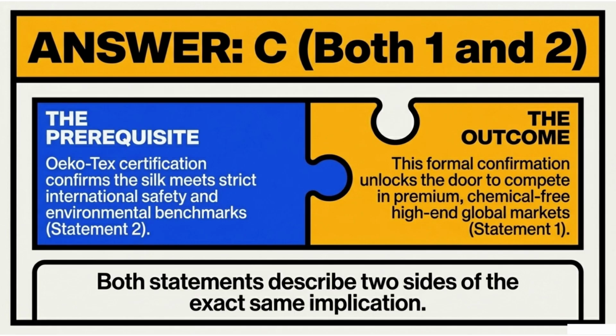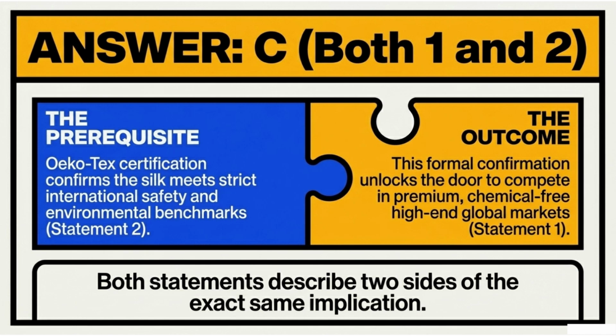Answer is option C, both 1 and 2. Both statements are correct, and they describe two sides of the same implication. Eri silk, also known as Ahimsa silk or peace silk, is produced primarily in Assam and the Northeast, and is extracted without killing the silkworm, making it naturally attractive to ethical and eco-conscious buyers globally.